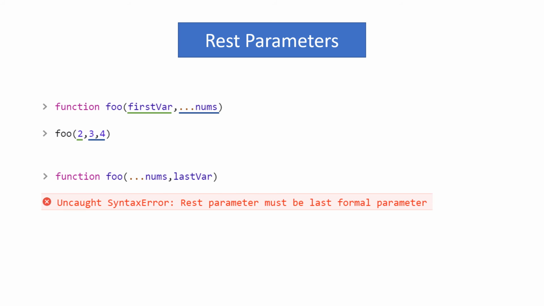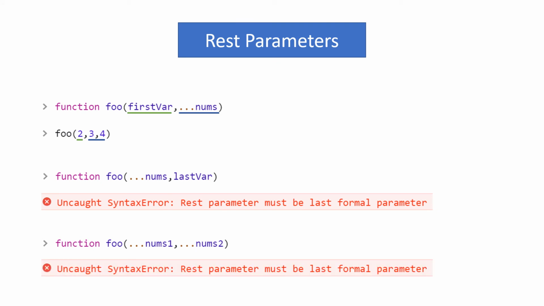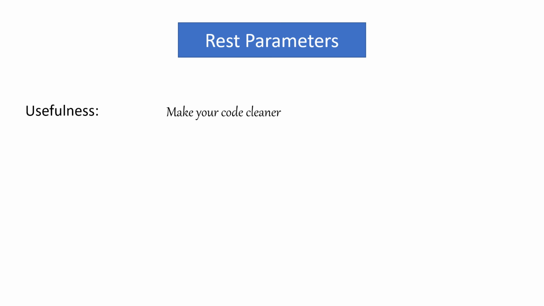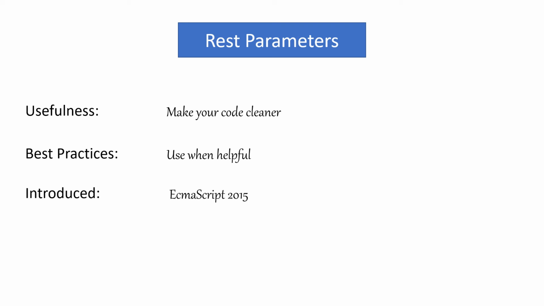You also cannot receive 2 REST parameters. JavaScript will not be able to determine when the first ends and the second starts, so you will get the same error. The REST parameters are useful in making your code cleaner. There aren't any specific best practices. Use it when it helps you. REST parameters were introduced to JavaScript in ECMAScript 2015, also known as ES6.